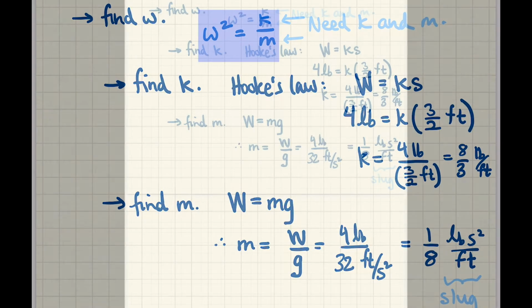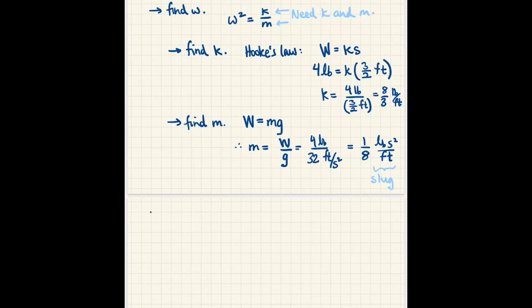Okay, so we have our k and we have our m, so we can finally find omega. This seems like a good spot for the greatest word in all of English language. Indeed, omega squared is k over m, and k is 8/3 pounds per feet, and m is 1 over 8 pounds seconds squared per feet.